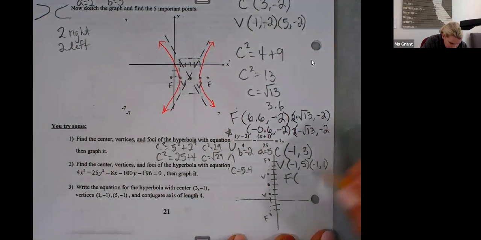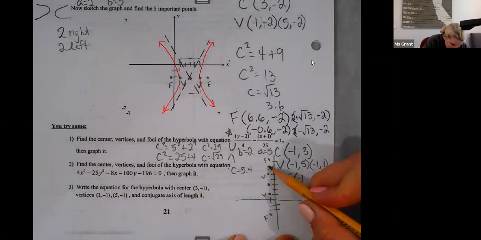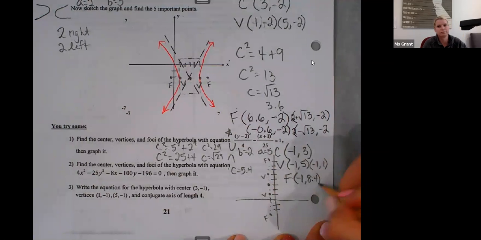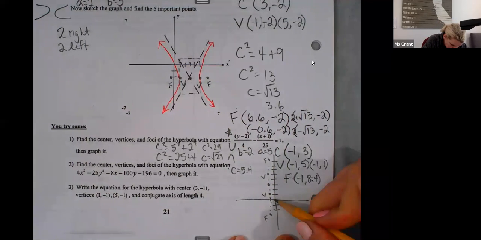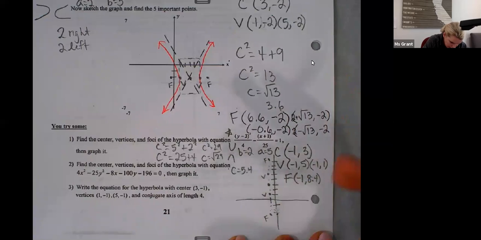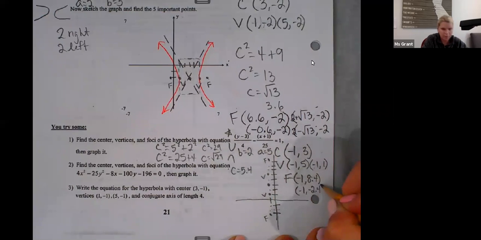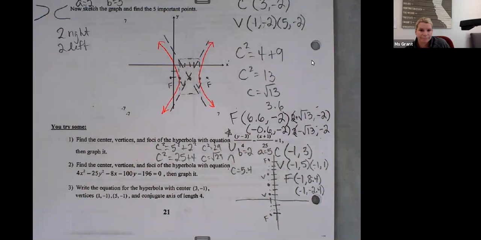My foci are going to be, oh man, negative 1, 1, 2, 3, 4, 5.4 up, and negative 1, negative 2.4 down. That was a really tight space to graph. It would have been better if I made it on a bigger graph, for sure.